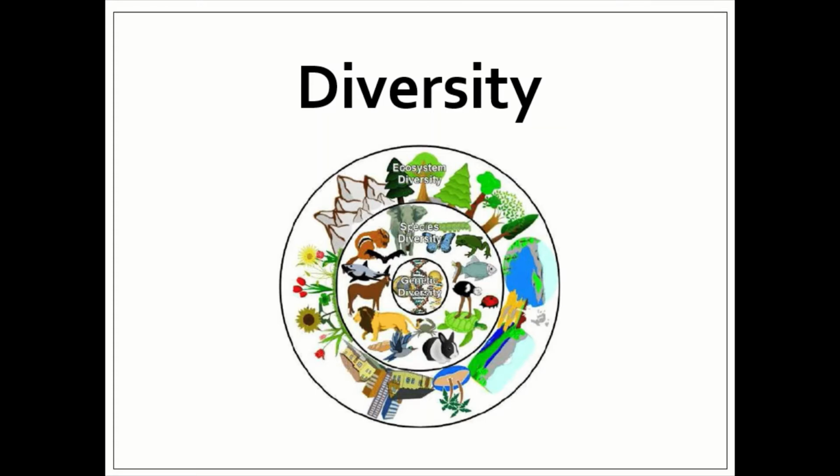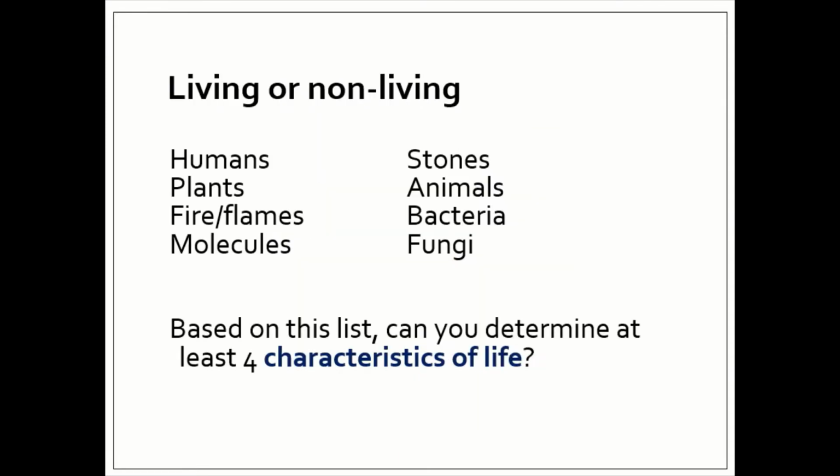So when we're talking about diversity, it links in a little bit. We talked about diversity in grade 9 with your biodiversity of ecosystems. We're going to shift and look a little bit more at your different kingdoms, phyla, and things like that. So in order to understand diversity, we need to understand if something is living or non-living.